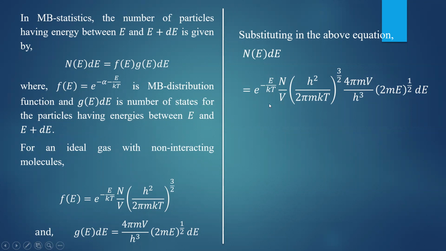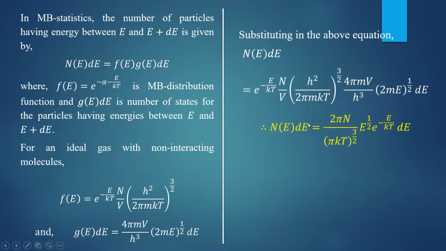V gets cancelled, volume gets cancelled. H square to the power 3 by 2 is h cube. H cube gets cancelled. Then n remains. See this m into m to the power half, m to the power 3 by 2. M gets cancelled. Then pi will remain. 2m gets cancelled. So 2m, m gets cancelled. Energy will remain. Let us see what are the quantities which are remaining.